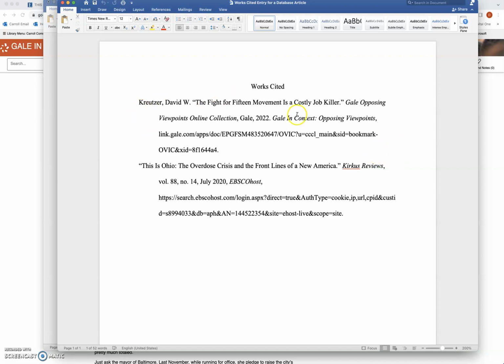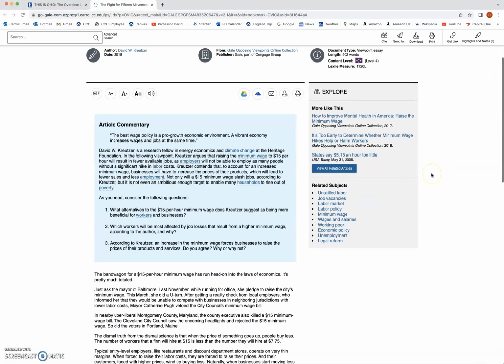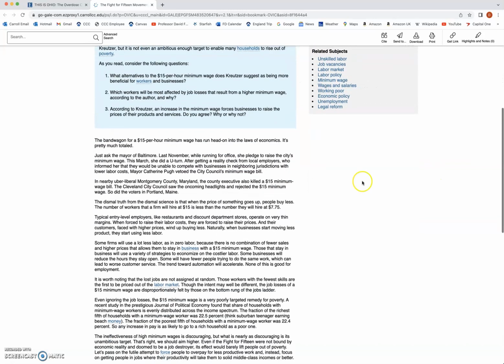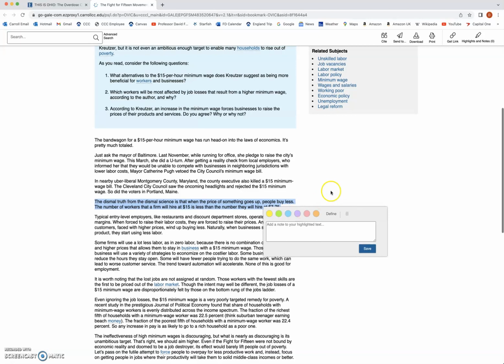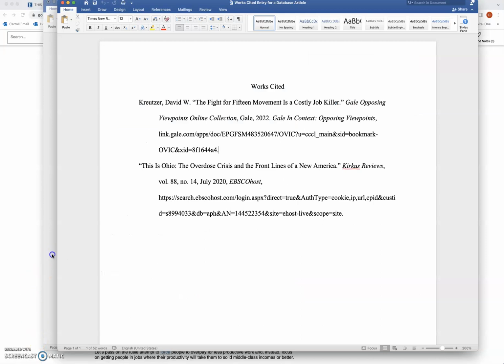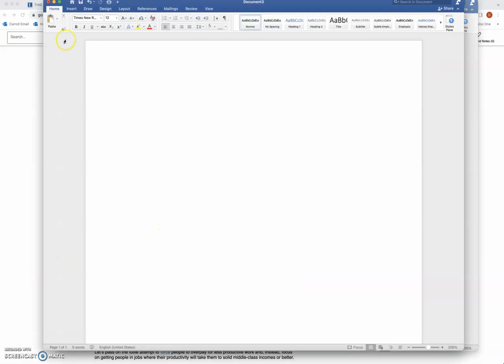So let's go to the first article here, and let's just pick out a quote that we might want to use. I'm going to just pick out these two sentences here. They look good to me. And I'm going to go to this paper here, which I'm going to pretend is my essay.